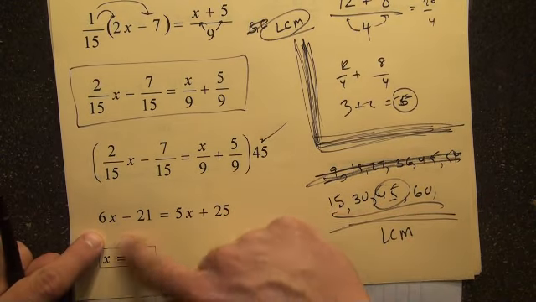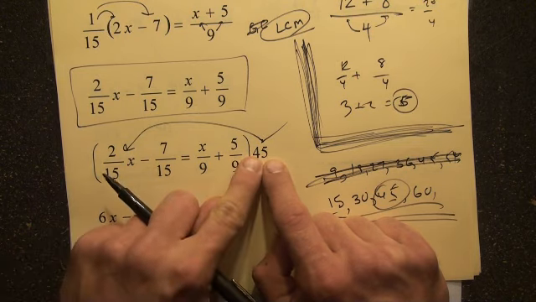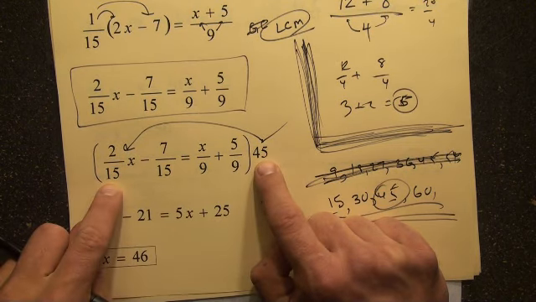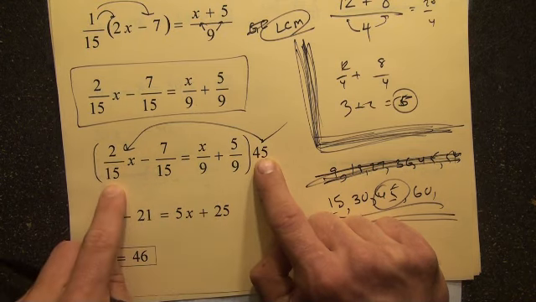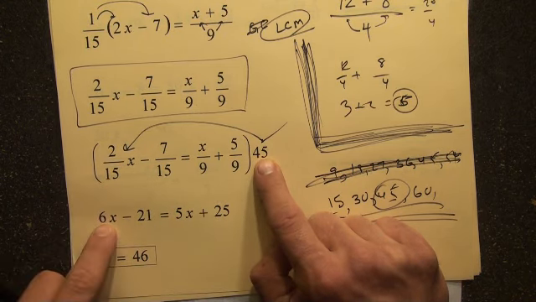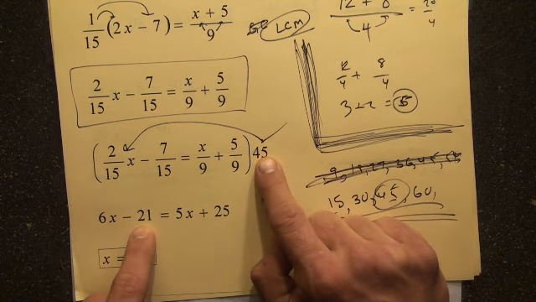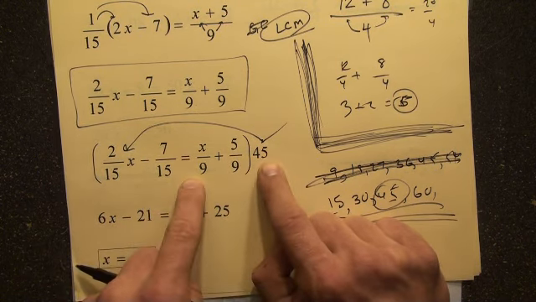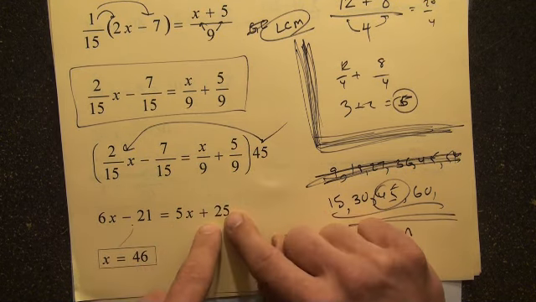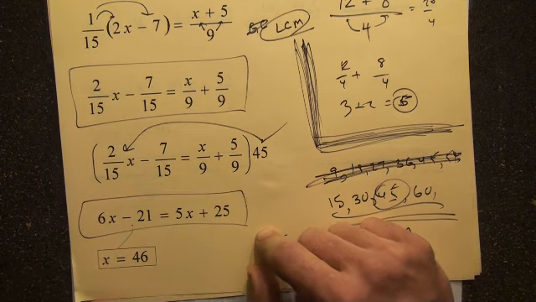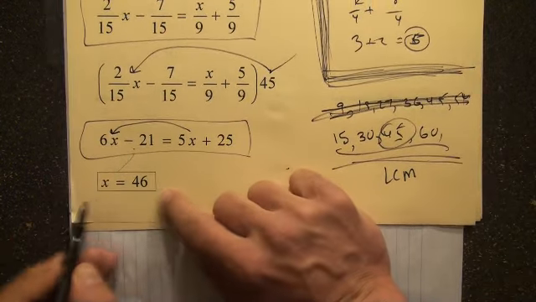Now, watch this. I'm going to show you how to do this. This is easier. Take the 45. Remember to divide first. 45 divided by 15 is how much? 3 times 2, 6x. See that? 45 divided by 15 is 3 times 7, 21. 45 divided by 9 is 5, times x, 5x. 45 divided by 9 is 5. 5 times 5, 25. Whew. So much easier to do it this way. Then you go ahead and combine like terms. Move the 5x over, you get a 1x.